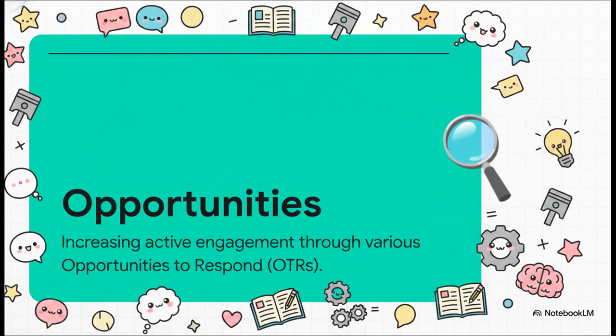Finally, we've got the P, providing opportunities. Specifically, opportunities to respond, or OTRs. Think of this as the engine of your classroom. You want to use a massive array of oral, written, and action-based strategies to elicit student responses. The math here is incredibly simple, folks. The more actively engaged your students are with a curriculum, the less time they literally have to engage in undesired behavior. It's that simple. High engagement equals high motivation.